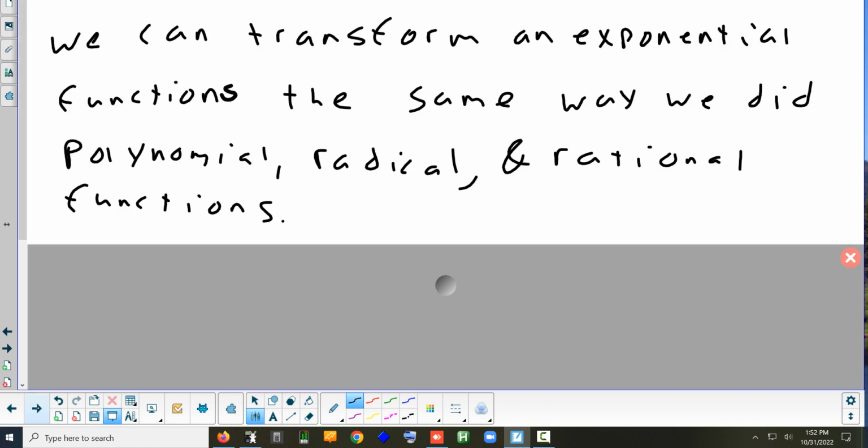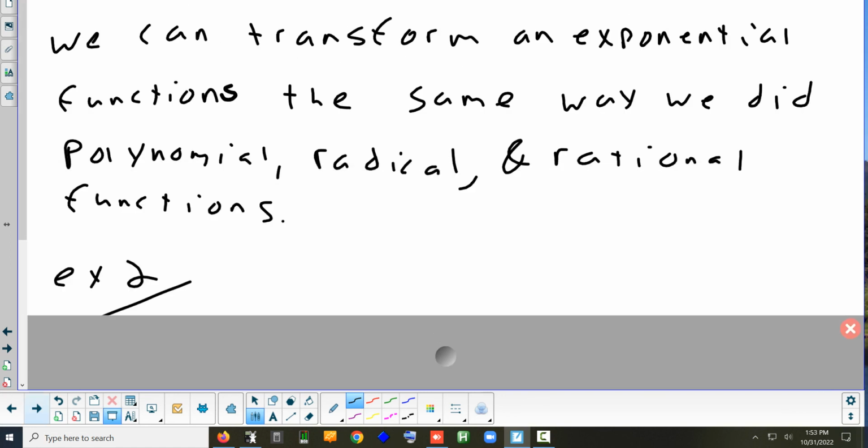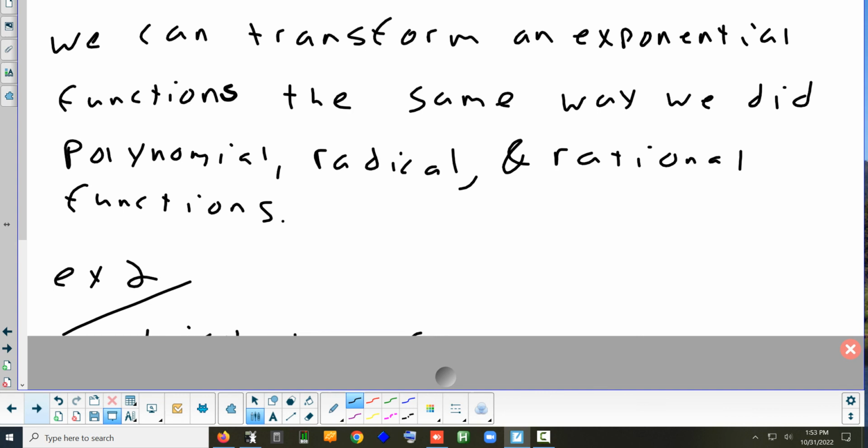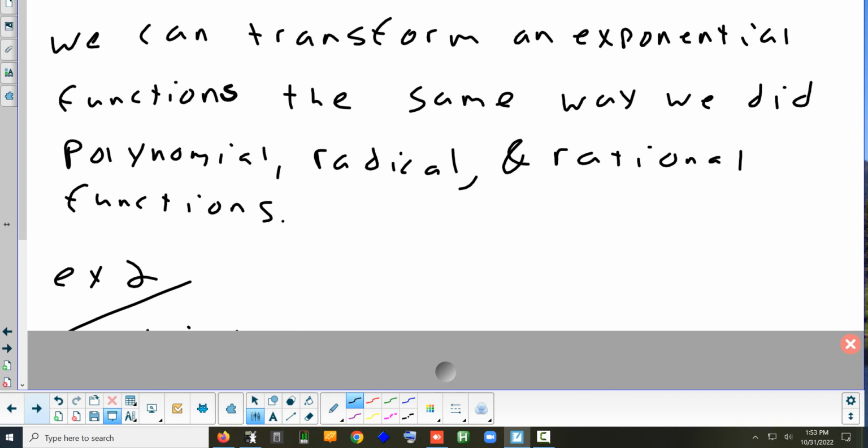All right. So let's look at transformations. Transformations with exponentials work exactly the same as every transformation we've studied. There's no difference. So let me write out a template that'll help you. And let's identify where's the horizontal shift, where's the vertical shift, where's the horizontal stretch, and where's the vertical stretch.